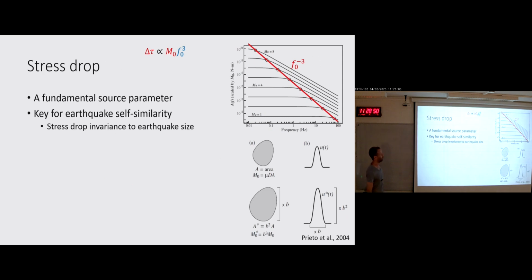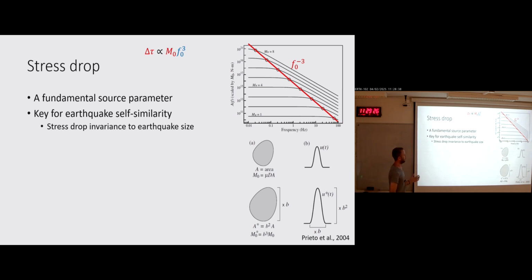Now a few words about stress drop. Apart from the seismic moment, the stress drop is the most influential parameter related to the earthquake source. It's fundamental to the understanding of earthquake physics, and most importantly, to the question of earthquake self-similarity. The question, or the idea, that small earthquakes and large earthquakes adhere to the same physics. Whether a small earthquake is simply a scaled-down version of a large earthquake, and a large earthquake is a scaled-up version of a small earthquake.